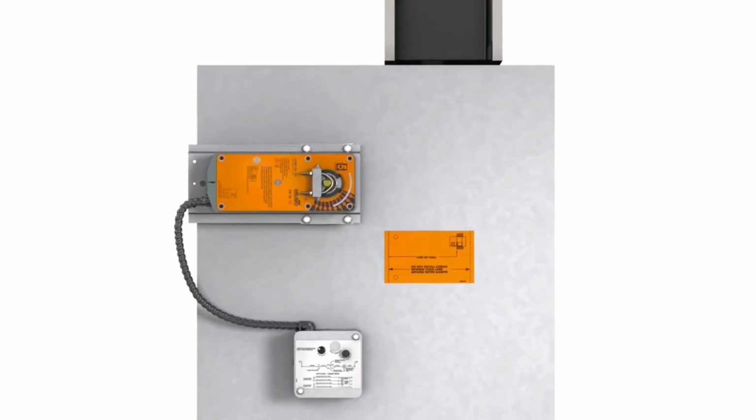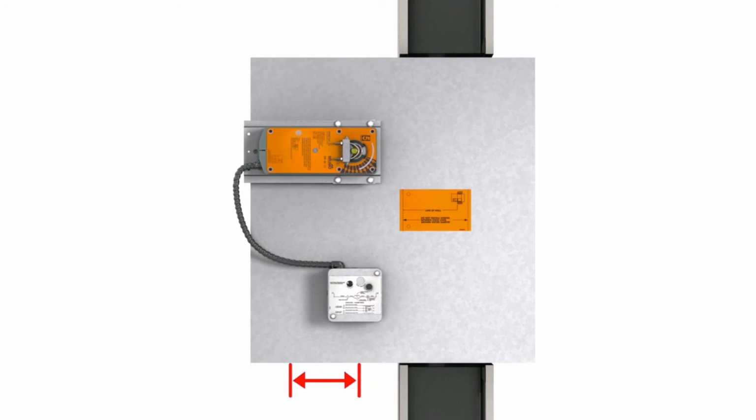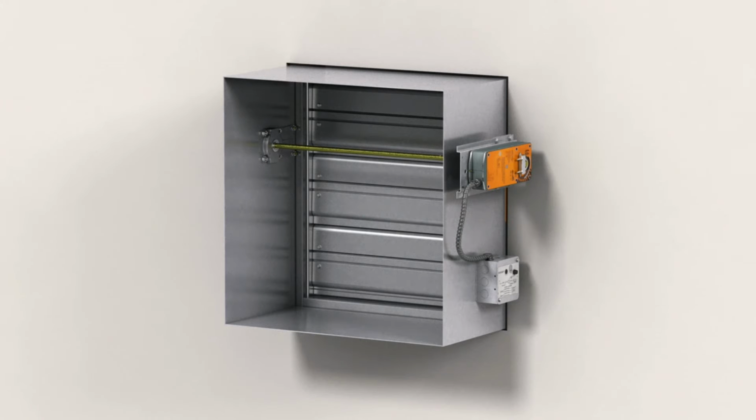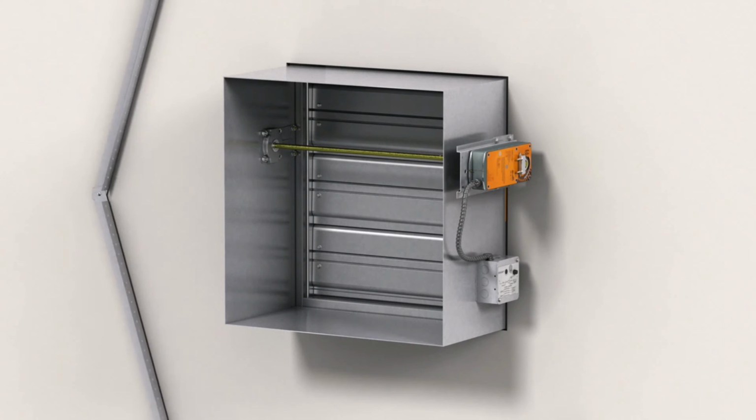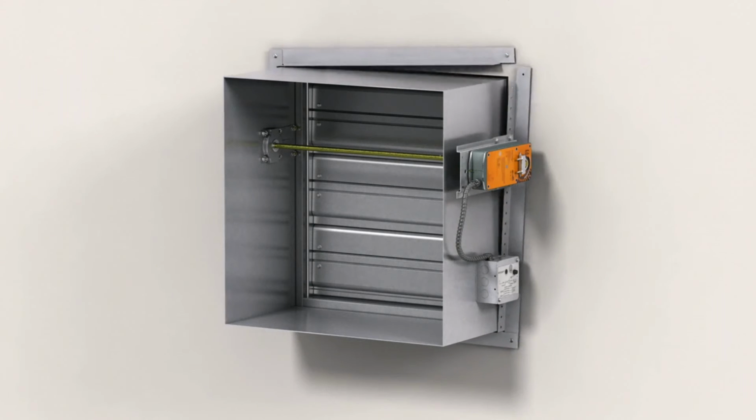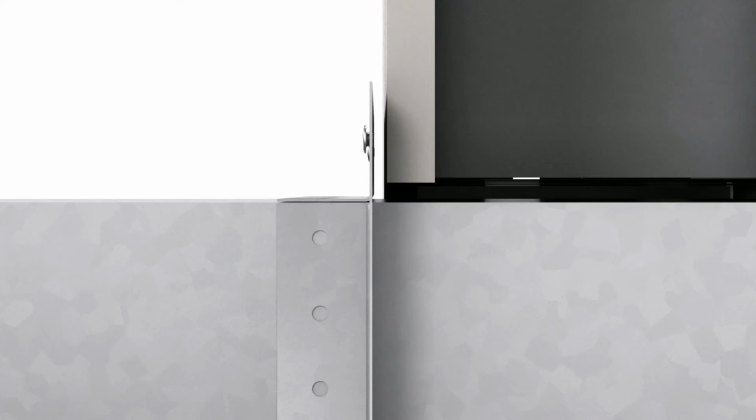The next important thing here is the sleeve projection. The sleeve can project from the wall a maximum of 16 inches on the actuator side and a maximum of 6 inches on the non-actuator side. Once the damper is installed, the retaining angle is placed around the damper. The retaining angles are fastened to the sleeve but not to the wall.